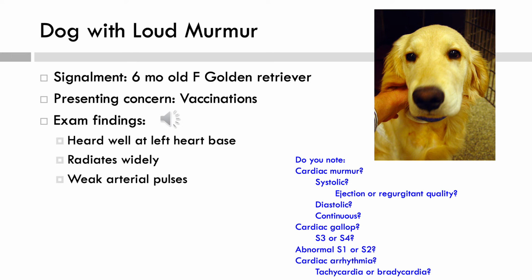So can you appreciate a murmur? Is it systolic? Do you think it's ejection or regurgitant quality? Or is the murmur diastolic or continuous? Do you hear any other abnormal sounds, or is there cardiac arrhythmia? If it's cardiac arrhythmia, is it a bradycardia or tachycardia?